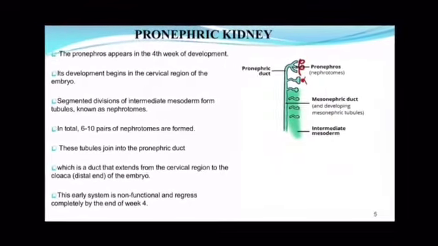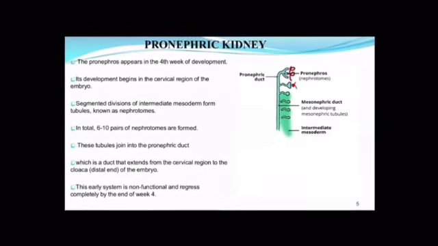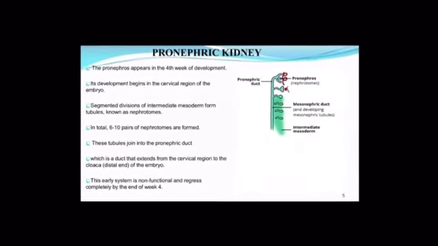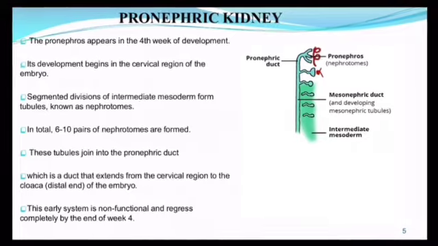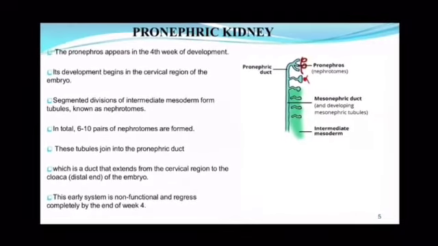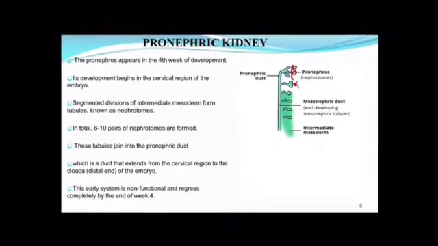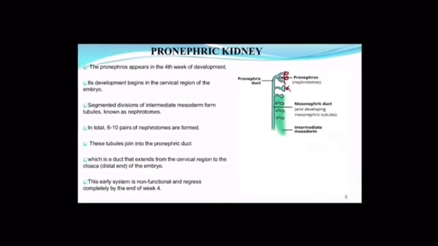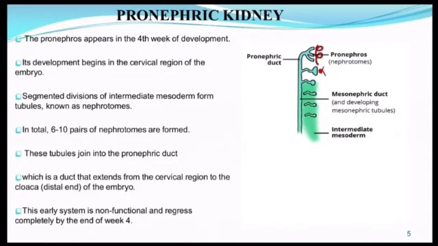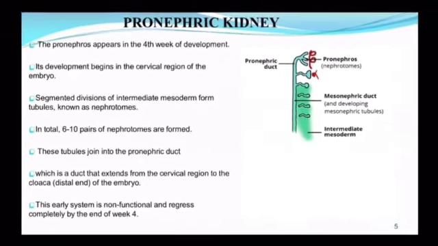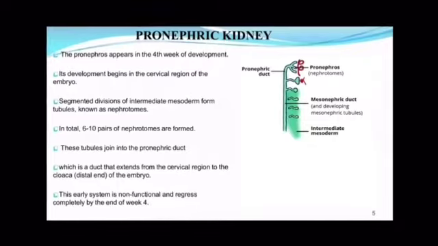And looking at the pronephric kidney, the pronephros appears in the 4th week of development, and the development begins in the cervical region of the embryo. Also, segmented divisions of the intermediate mesoderm form the tubules known as the nephrotomes. In total, we have 6 to 10 pairs of nephrotomes that are formed, and these tubules join into the pronephric duct, which is a duct that extends from the cervical region to the cloaca of the embryo.